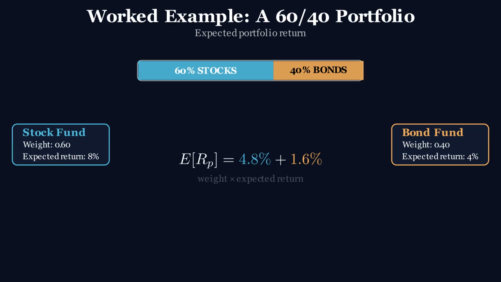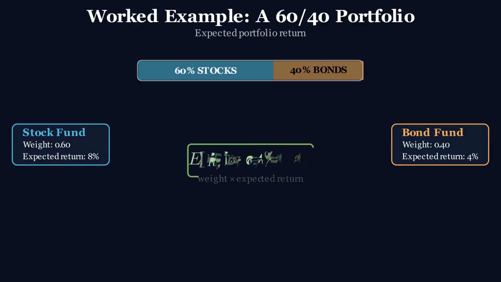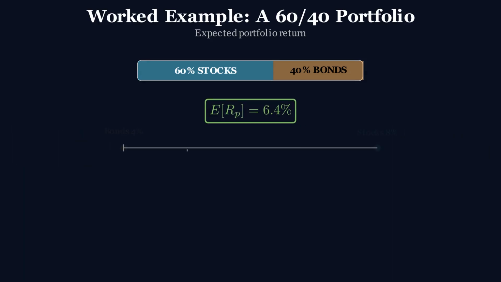The stock contribution is 4.8%. The bond contribution is 1.6%. Adding these contributions gives an expected portfolio return of 6.4%. Notice that 6.4% lies between the bond return of 4% and the stock return of 8%. It is closer to 8% because more money is invested in stocks.